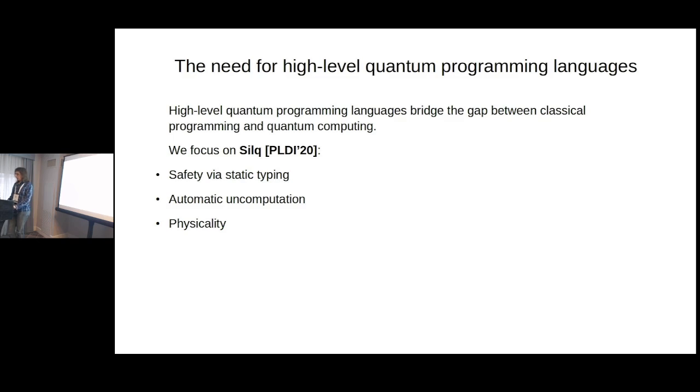It also provides automatic uncomputation. Because you can't drop qubits, when you compute something, after you're done using it, you have to somehow uncompute it. And in many cases, Silq is able to do the uncomputation for you, so you don't have to manually write the code to do it. And finally, Silq is physically realizable. That is, if we have a program which is well formed, then it is physically realizable on a quantum computer.